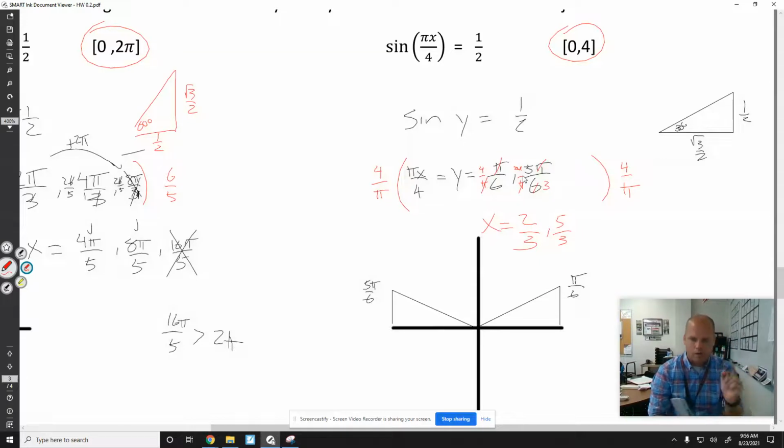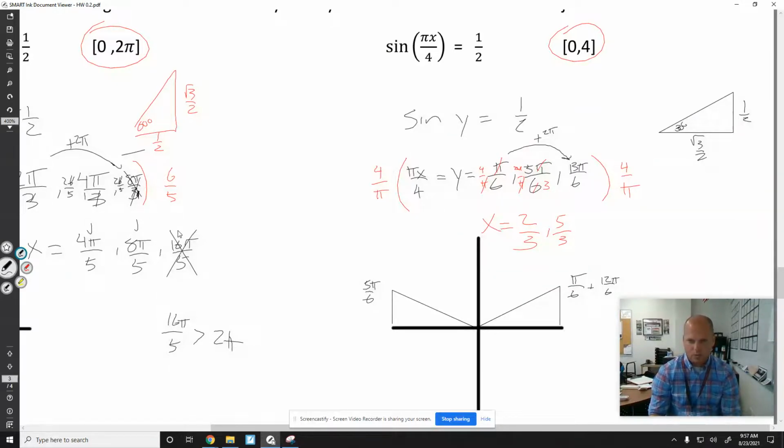But here is where things are going to be a little bit more complicated because guess what? If I went around the circle again and ended up at this location, it's like adding 2 pi to pi over 6. Well, how do you add 2 pi to pi over 6? Well, 12 pi over 6 is 2 pi. That gives me 13 pi over 6, okay?